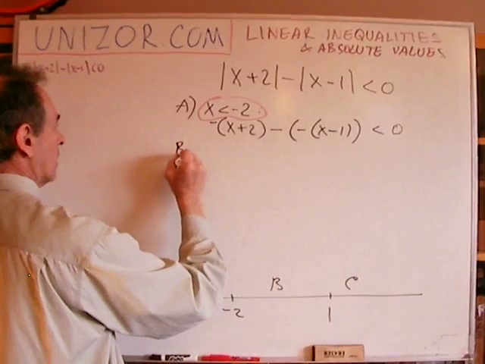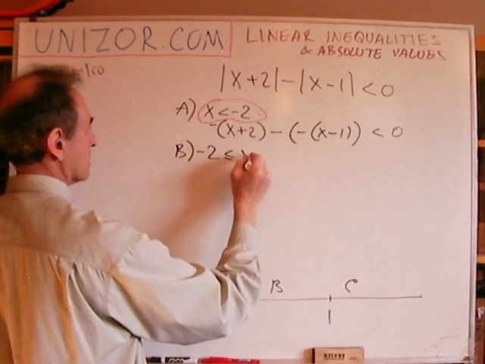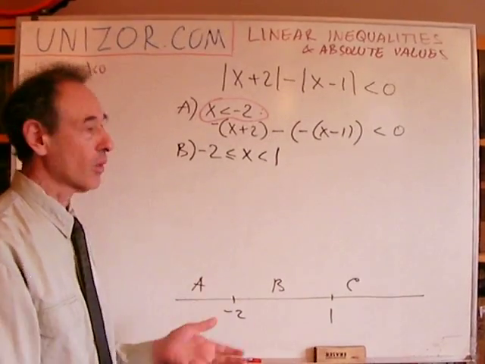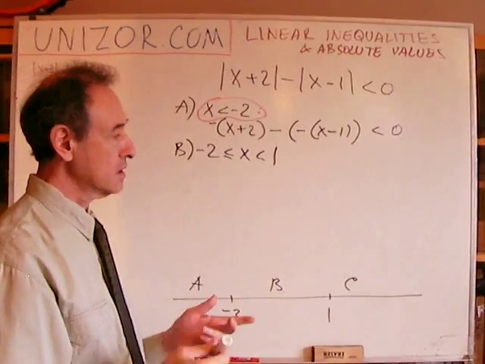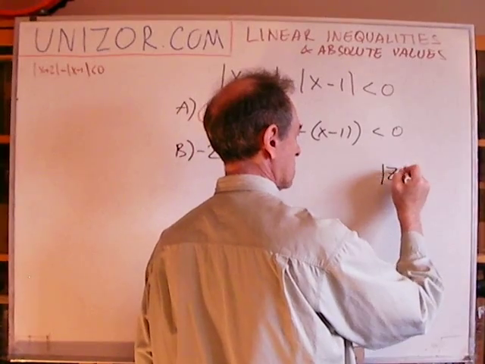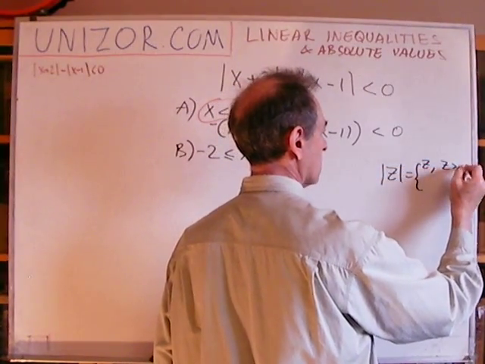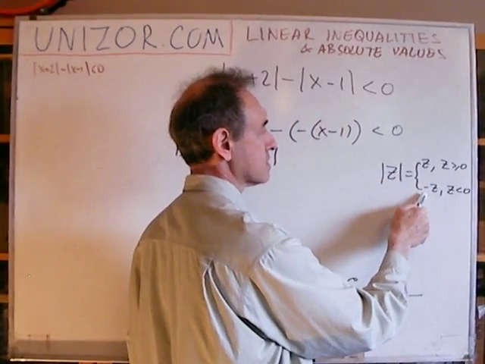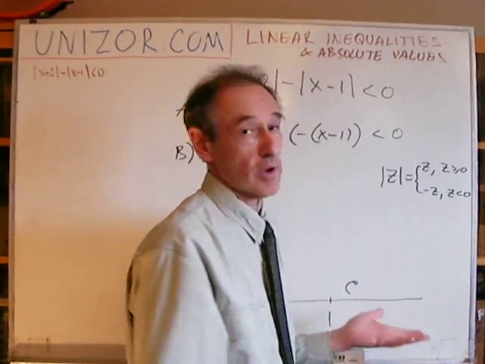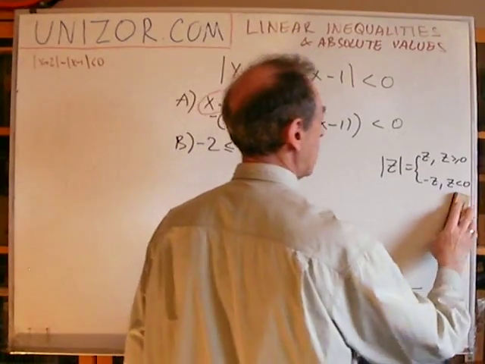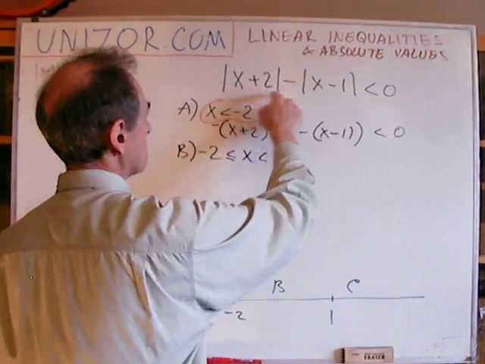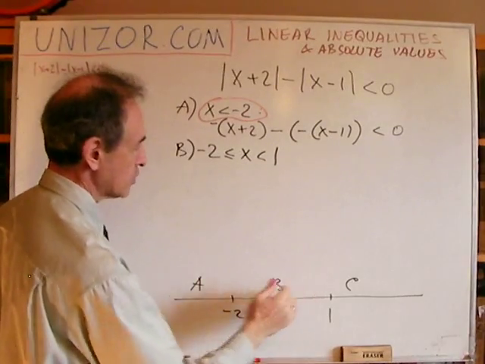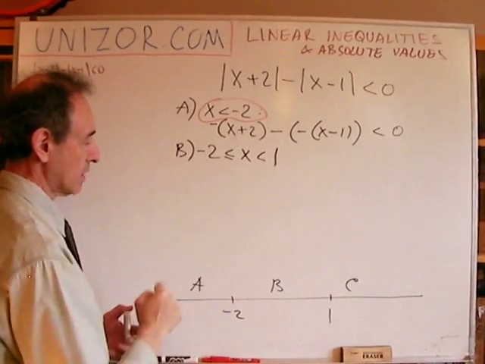Next, let's consider that minus 2 is less or equal to x less than 1. Notice that I'm using less than or equal here, not just less than, in order to include minus 2. By the way, in the definition of the absolute value, z is equal to z if z is greater than or equal to 0, and minus z if z is less than 0. Actually, it doesn't really matter whether we use this or this for z equal to 0, because it will be 0 anyway, right? Plus 0 or minus 0. So that's why we have to include the points minus 2 and 1 into one of the areas. In this particular case, I always include the point to the area which is to the right of it. So in this case, to the area B. That's where minus 2 will be included.